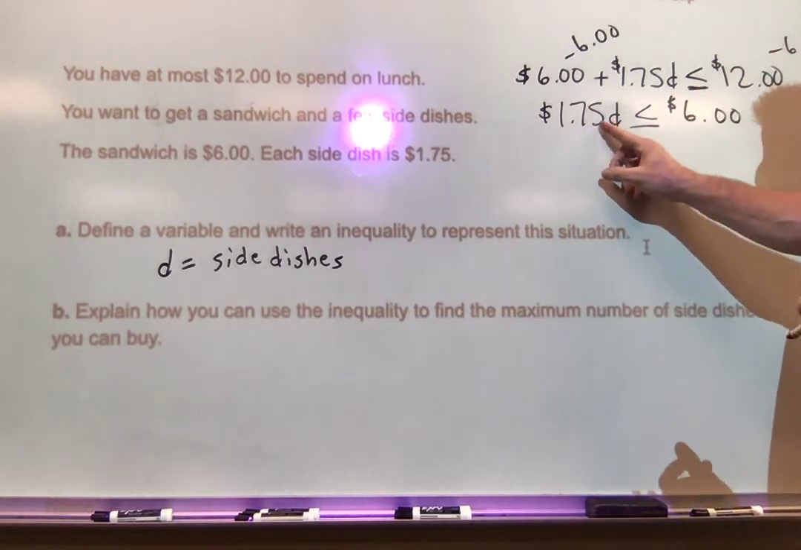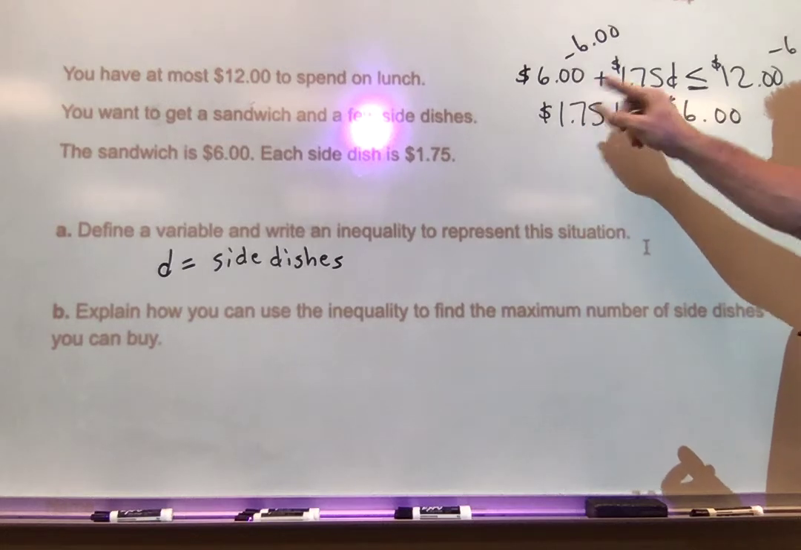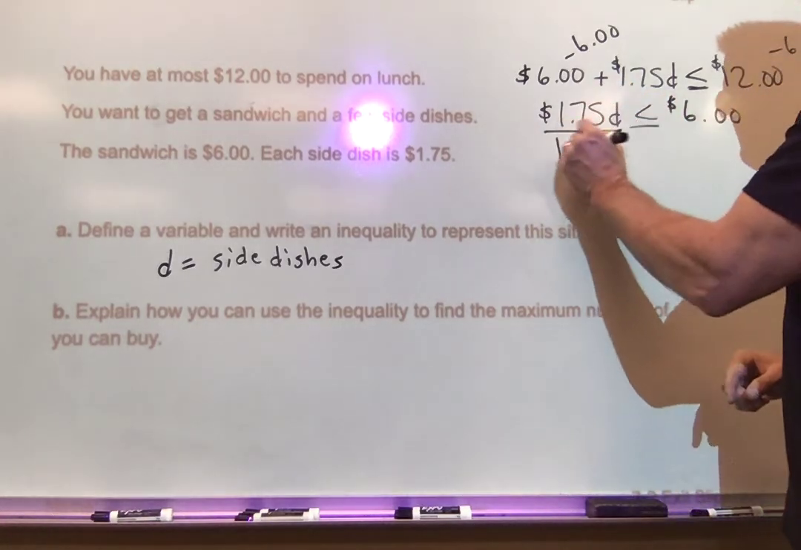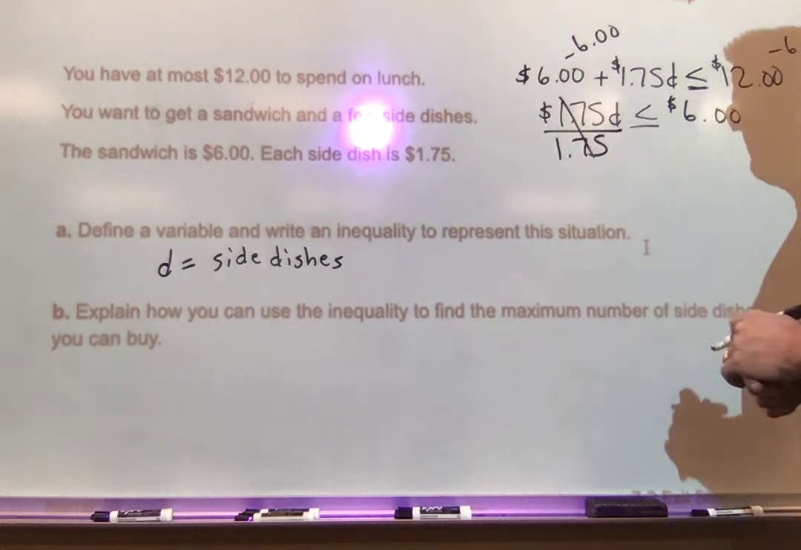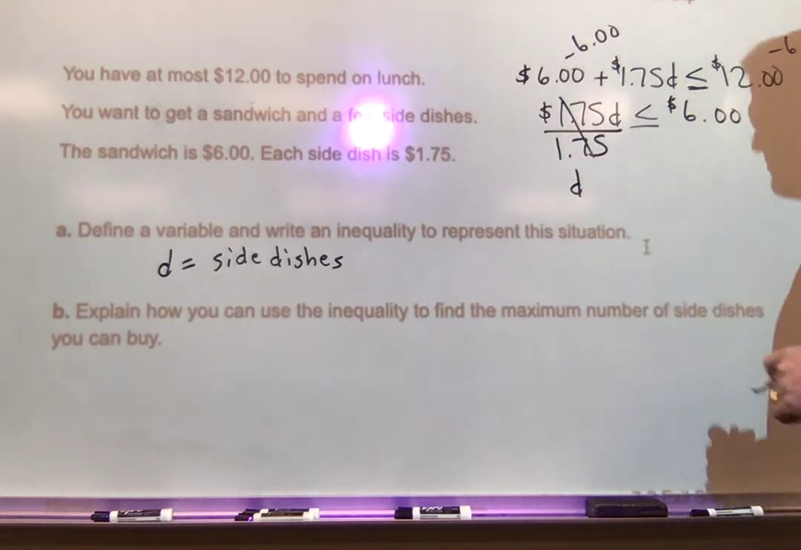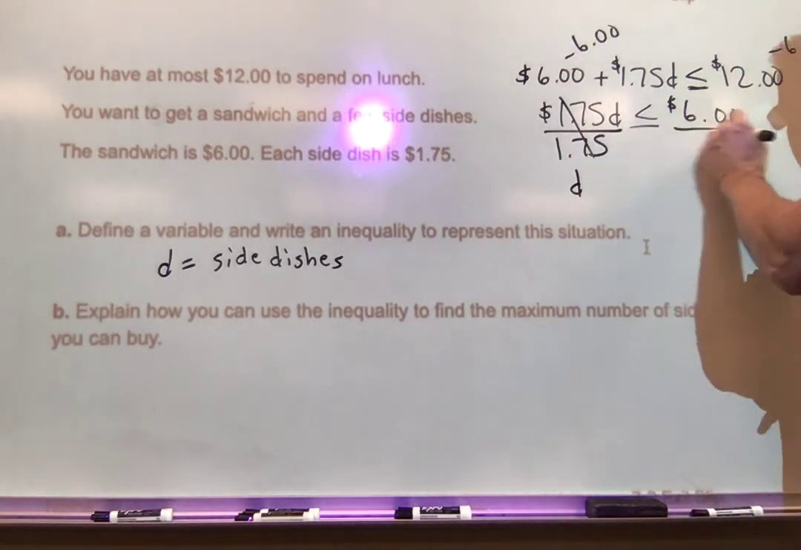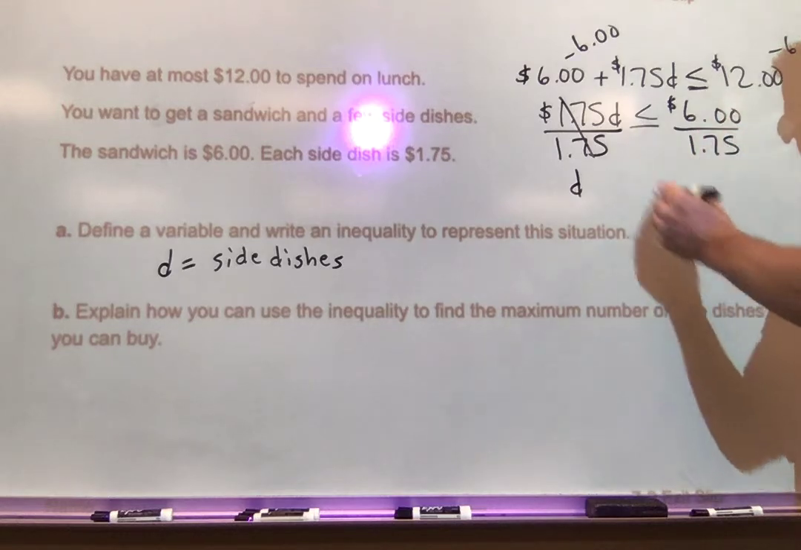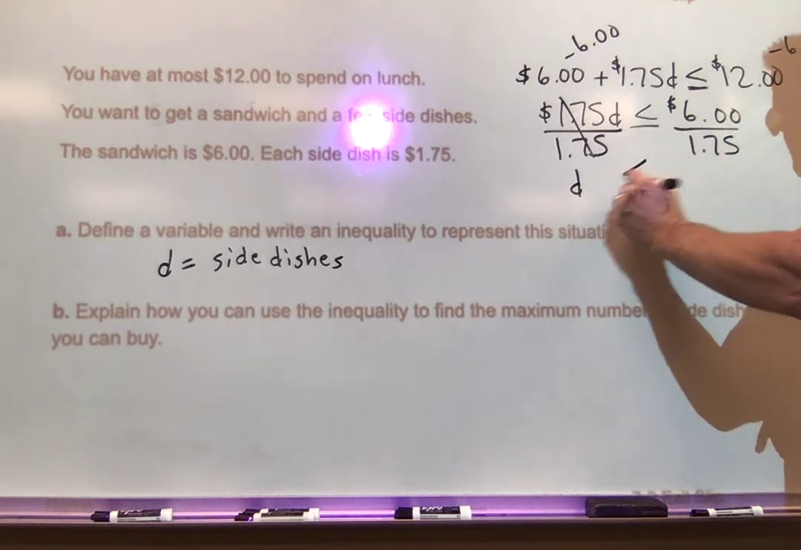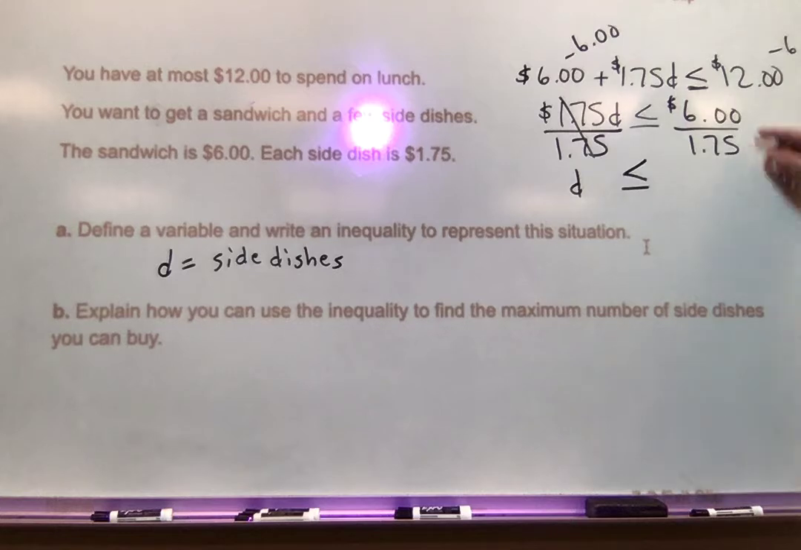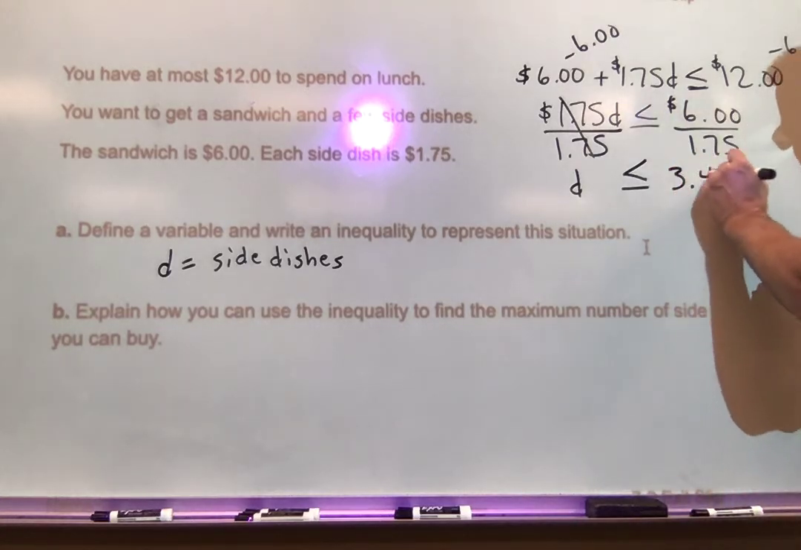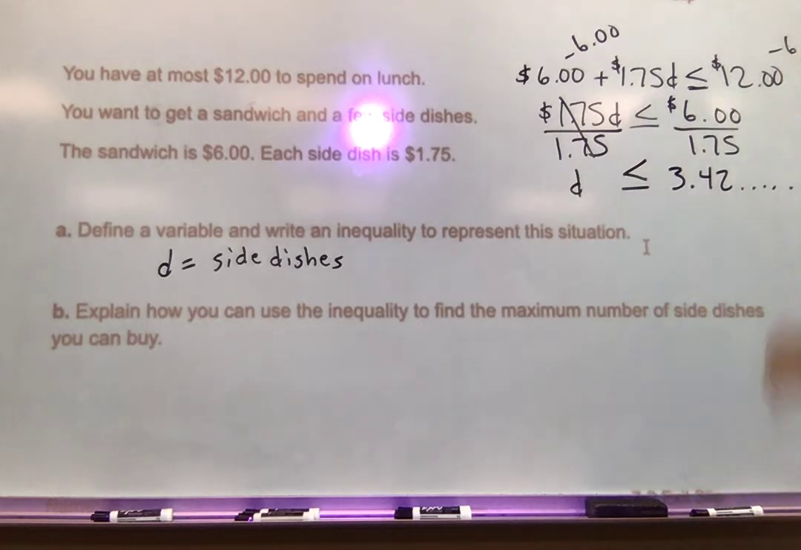We know if we multiply D times $1.75, to undo it, I divide by that. I do its inverse. That's like it never happened, so I'm just left with D. And if I divide one side by $1.75, I must divide this side by $1.75. So D has to be less than or equal to, and if you take this and divide it, guys, you're going to get an answer of 3.42, and it just keeps going. Which means I could afford 3.42 sides, a little under 3.5.